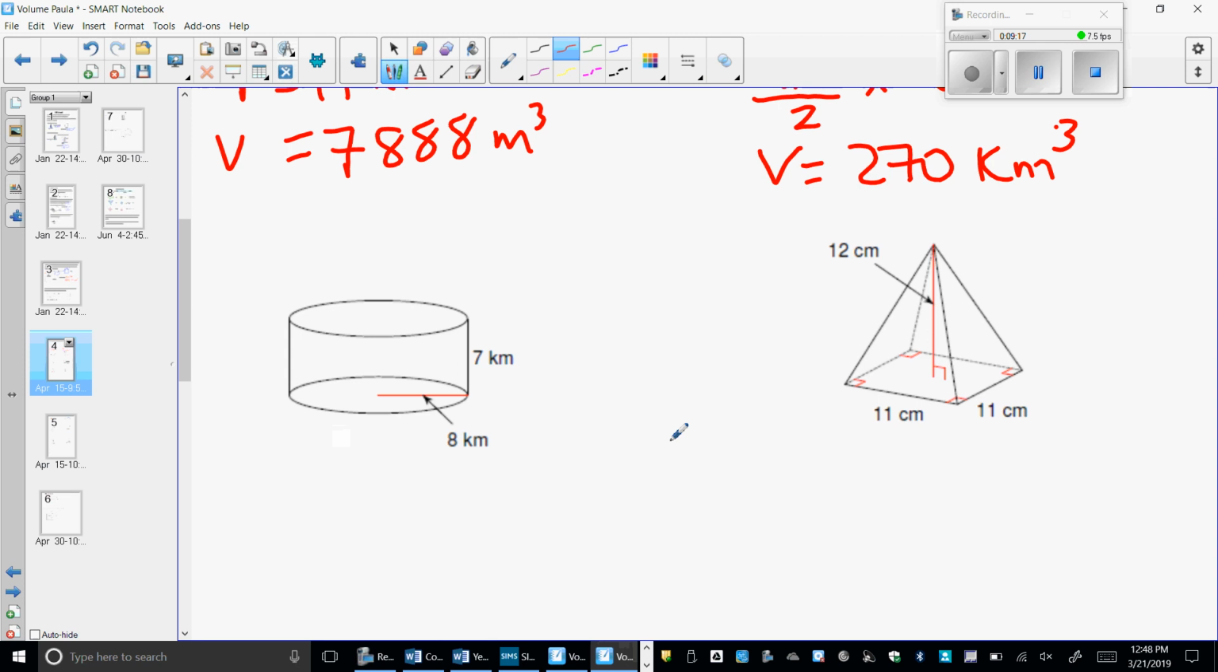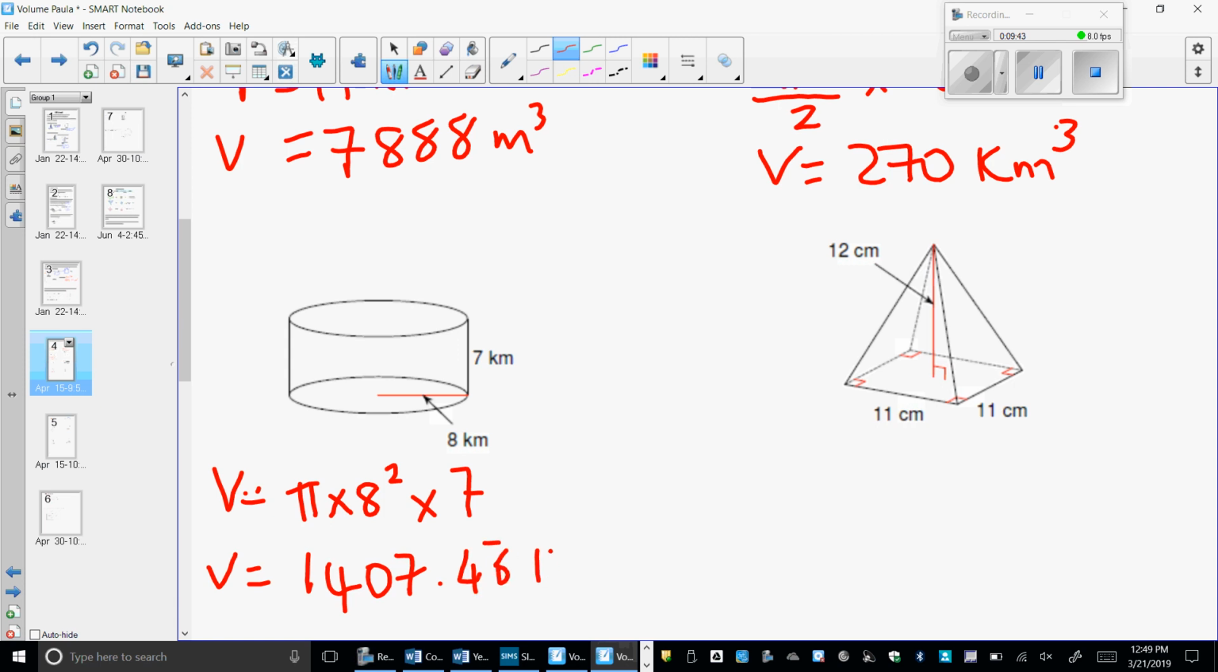Here's a cylinder, so we're using that formula for the cylinder. So that's pi multiplied by 8 squared. They've given us the radius, so that's handy. Multiplied by 7. So pi multiplied by 8 squared multiplied by 7 gives us 1407.3, and again that's kilometers cubed.